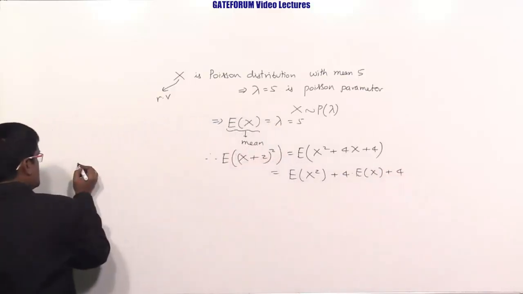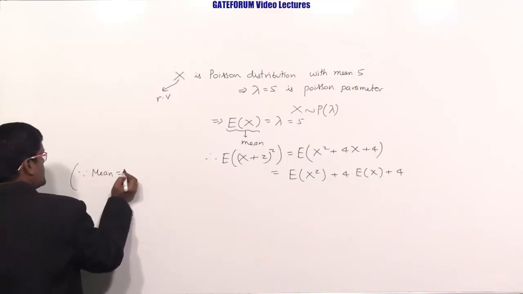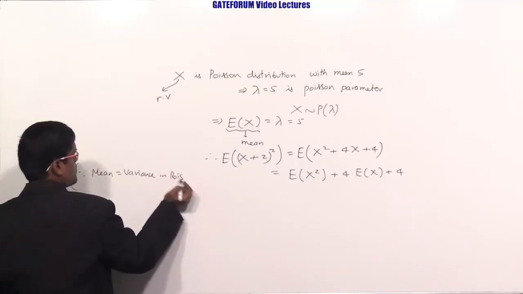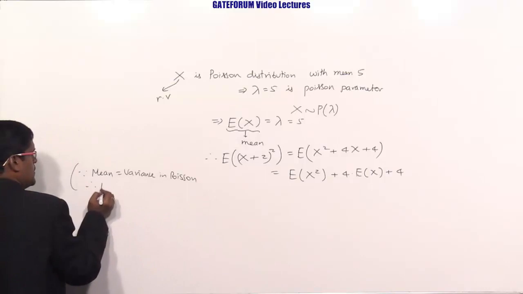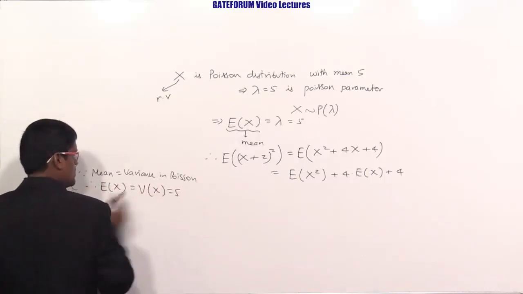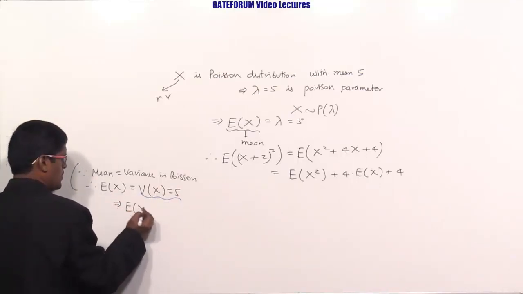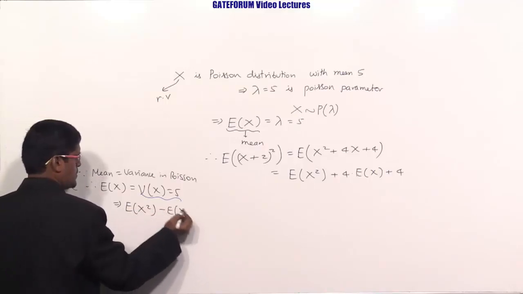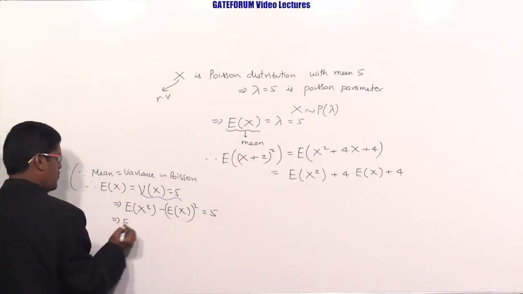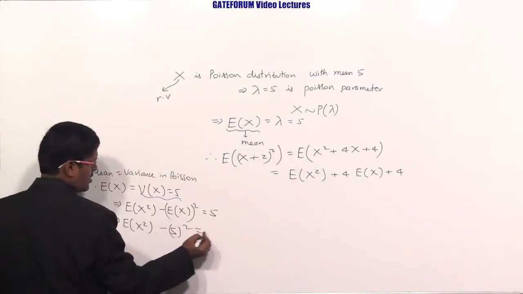Now here I am explaining, since mean is equal to variance in Poisson, therefore expectation of x is equal to variance of x is equal to 5. So what is the variance formula? E of x square minus (E of x) whole square is equal to this given 5. This means E of x square minus 5 square, because expectation of x is 5.